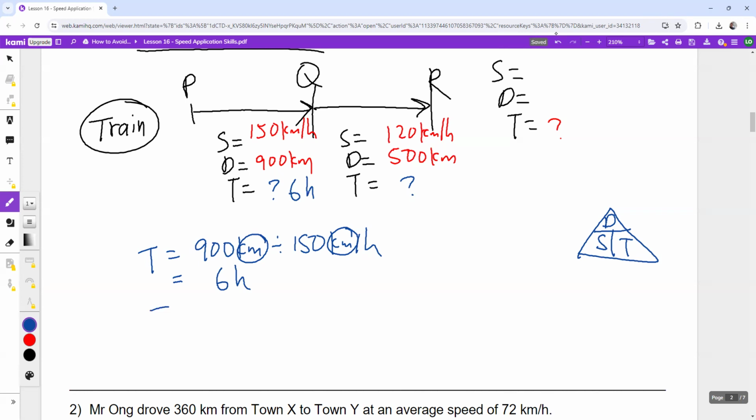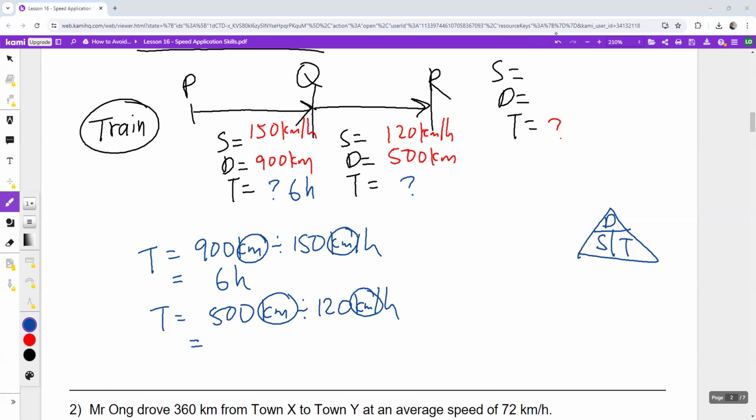So what's the time taken for the second part? You have distance divided by time. So your 500 kilometers divided by 120 kilometers per hour. And again, you will have to check the units. So you check the kilometers and they are the same, and then you divide. So you take 500 and divide by 120, and you will get 4.1666666.